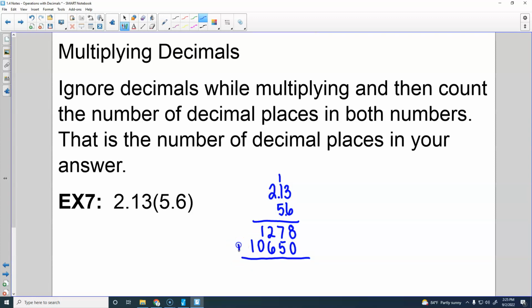We're going to add those together. Ignore decimal places. Don't try to put decimal places in these right here. So 8, 12, carry your 1, 9, 1, 1.